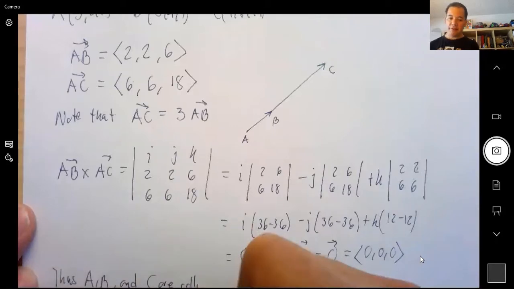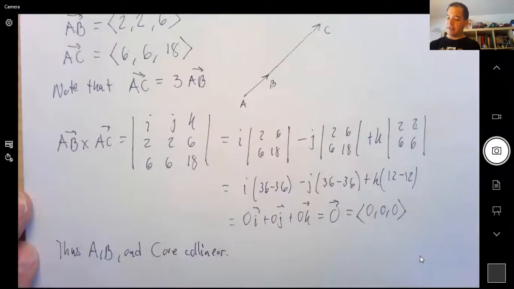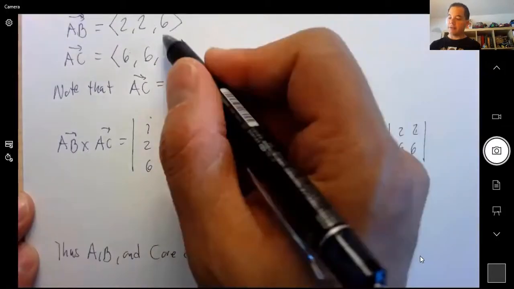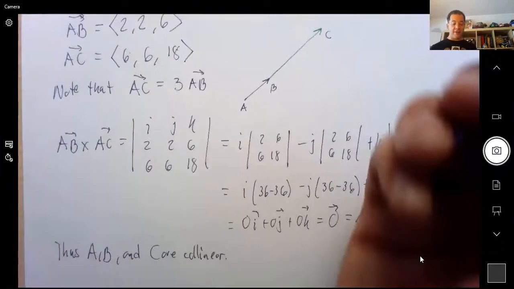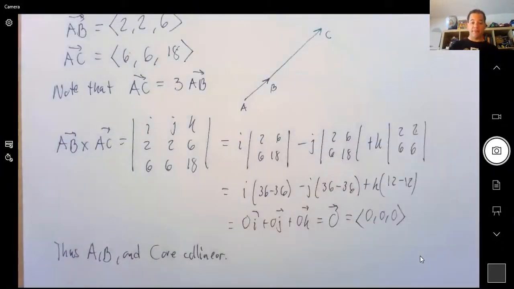Like I said, this wasn't the easiest way. The easiest way was here, right? When we realized that this vector is the other one times a constant. Once you know that, then that's it. It means they are collinear. Okay? So that's the only other one that I wanted to tell you about.